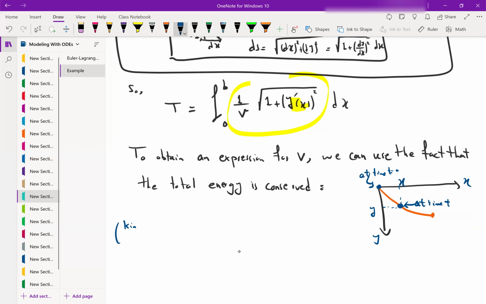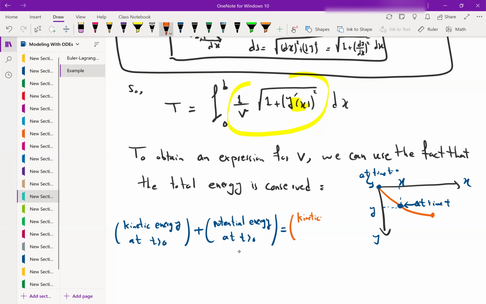So the kinetic energy at t greater than 0 plus the potential energy due to gravity, here the force that is playing a role is gravity, at t greater than 0 must equal the kinetic energy at t equals 0 plus the potential energy at t equals 0. So what are these quantities?